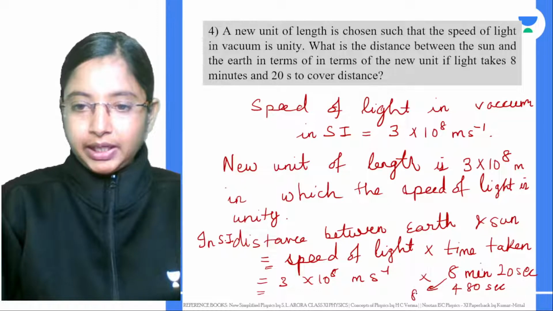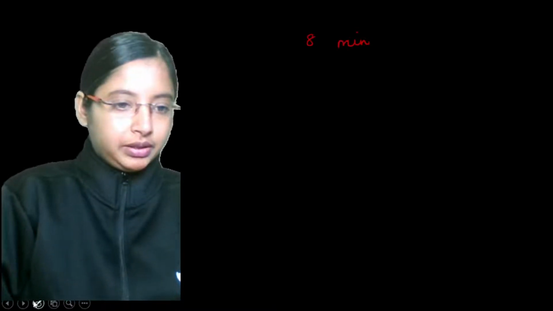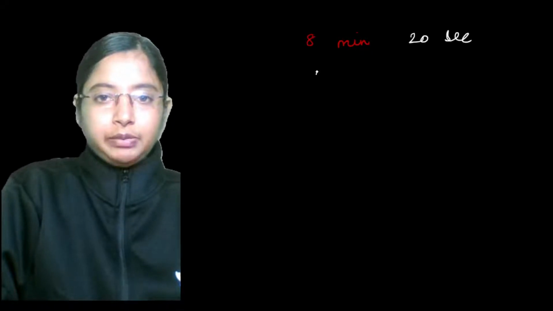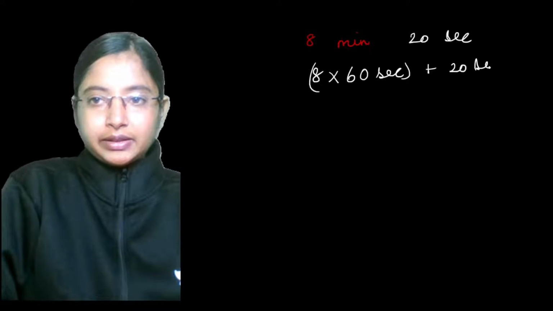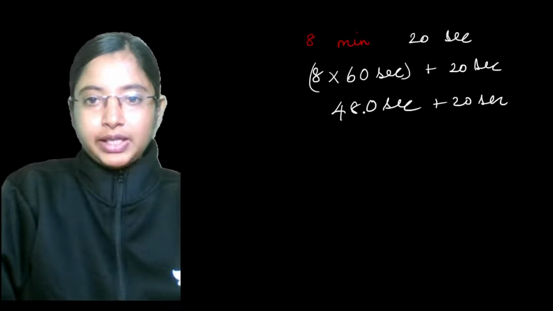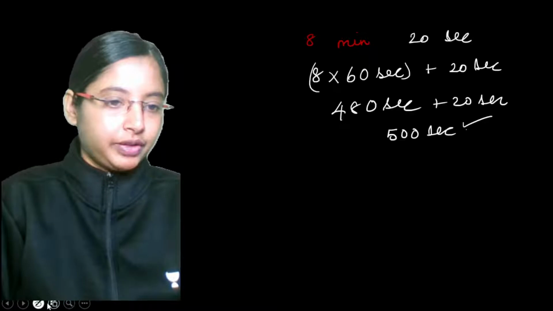It's very simple. Let's do this on a new page. 8 minutes 20 seconds, right? 8 minutes in terms of seconds is 8 into 60 seconds, and then you have plus 20 seconds. 8 sixes are 48, into 0, this is 480 seconds plus 20 seconds. So 8 minutes is 480 seconds, and plus 20 seconds you will get 500 seconds. That is right, Prema. 480 plus 20, 500 seconds. You're absolutely right.